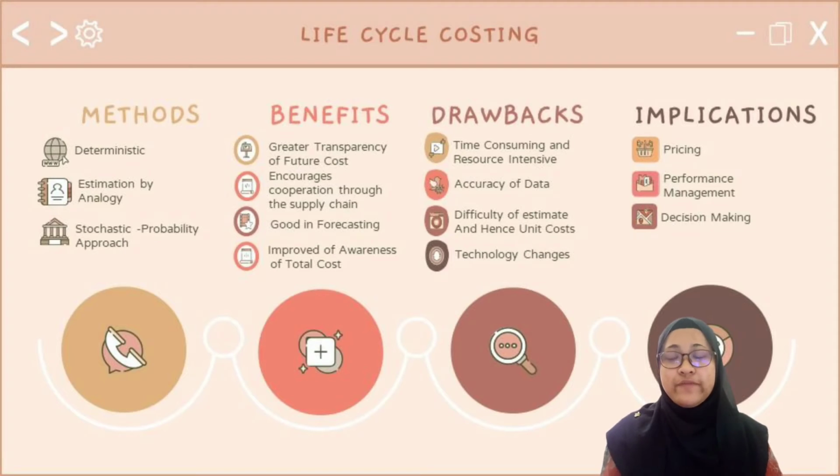Next is the benefits of practicing life cycle cost. As we know, life cycle cost is an important method of evaluating the total cost of ownership among other alternatives.